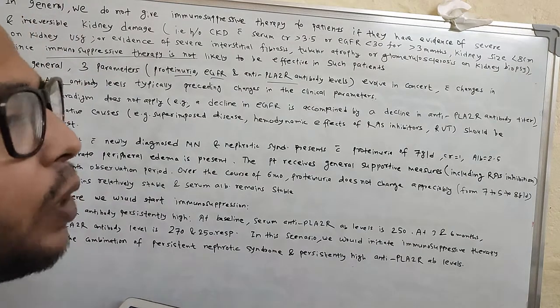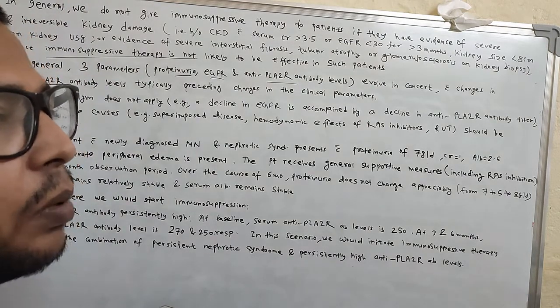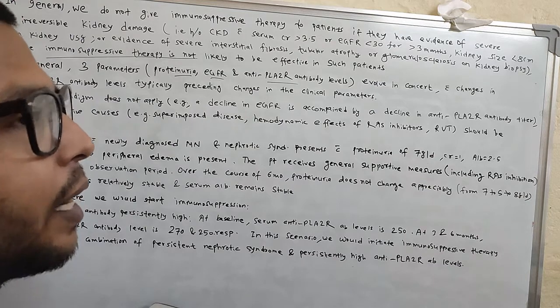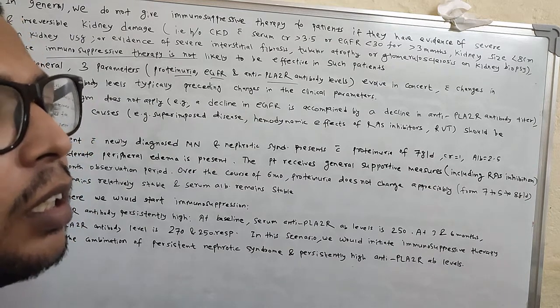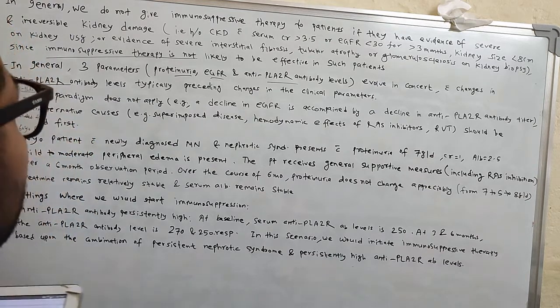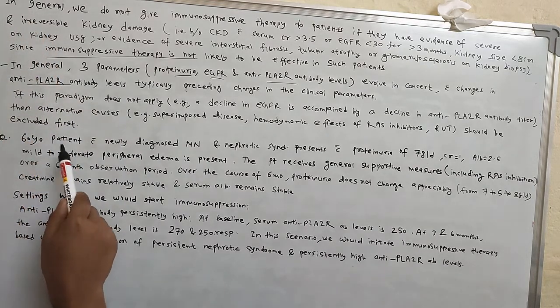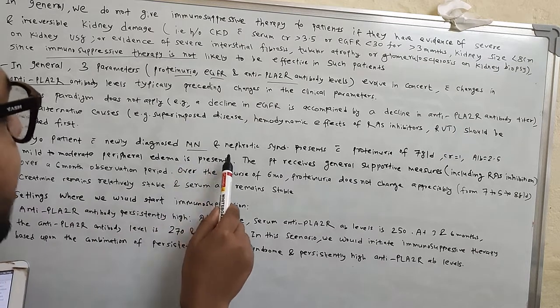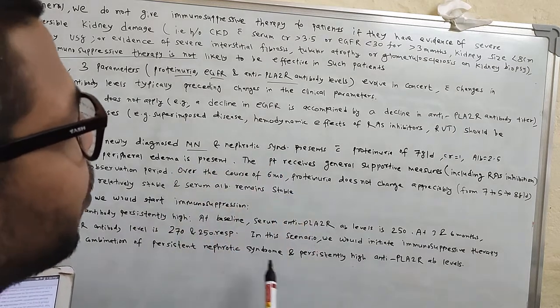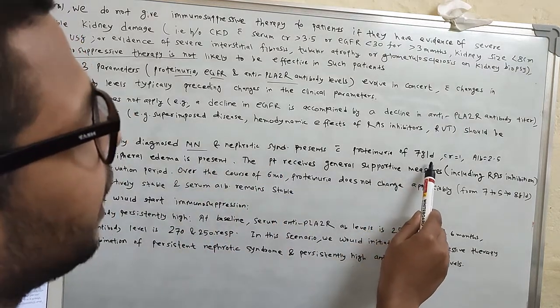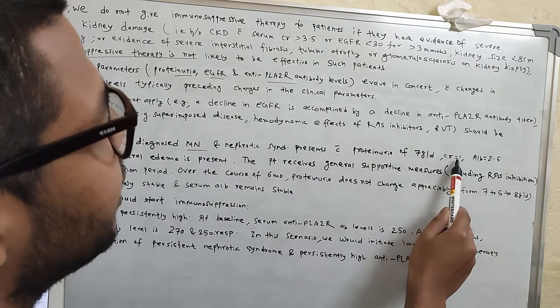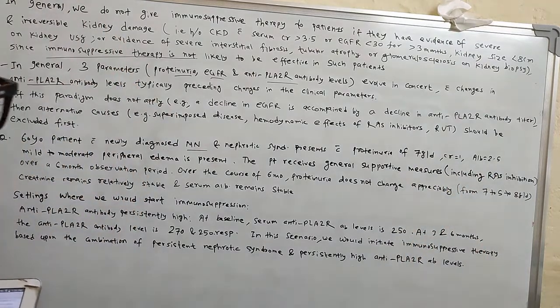And now we are going to discuss the importance of anti-PLA2 receptor antibody levels in the treatment modality. Okay, so we'll start with the clinical scenario. A 60-year-old patient with newly diagnosed membranous nephropathy and nephrotic syndrome presents with proteinuria of 7 gram per day, and his creatinine is 1, albumin is 2.5, and mild to moderate peripheral edema is present.